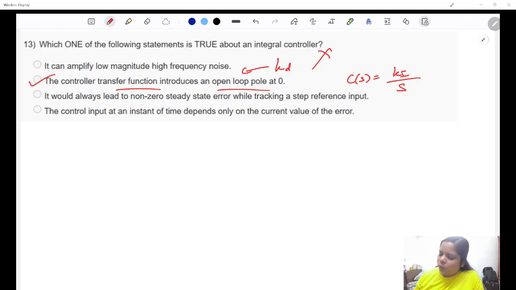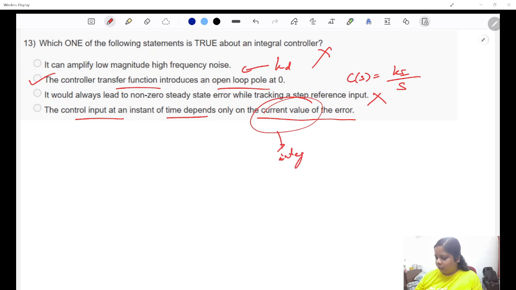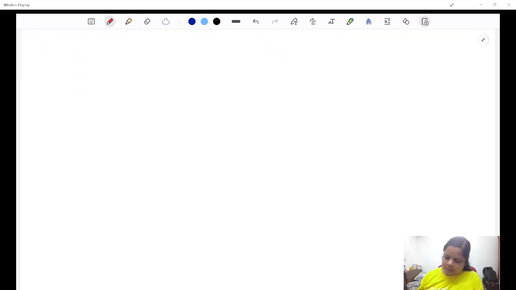It would always lead to non-zero steady state error while tracking a reference input. This is also wrong because we saw that with the help of integral control, we can get zero steady state error. We get non-zero steady state error in case of proportional control. And the fourth option is the control input at an instant of time depends only on the current value of the error. No, it does not depend on the current value of the error. It depends on the integral of the error. Right? So your correct option is B. Clear? Okay. Let's move to the next question.